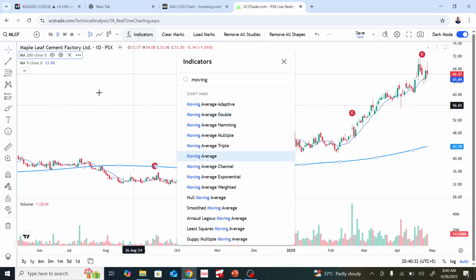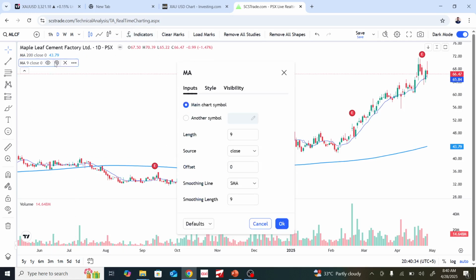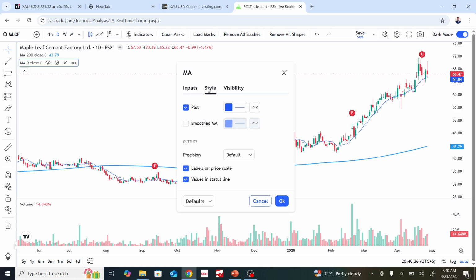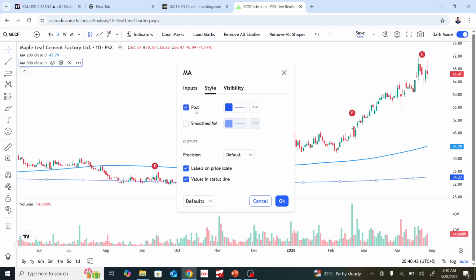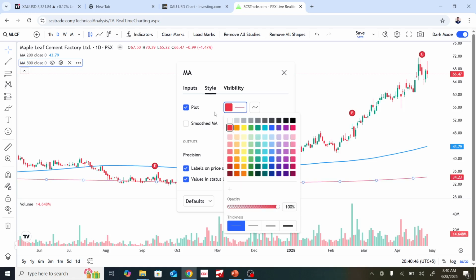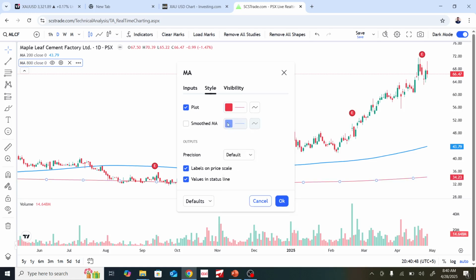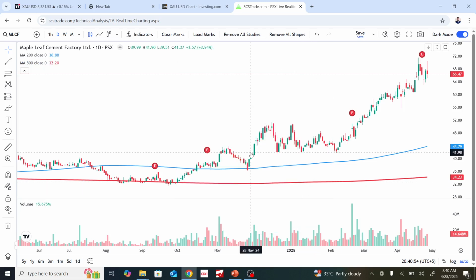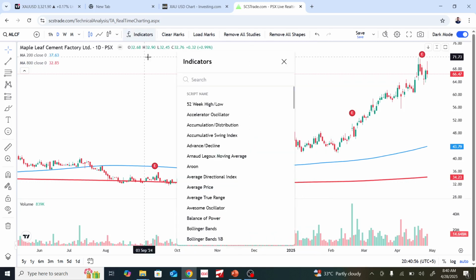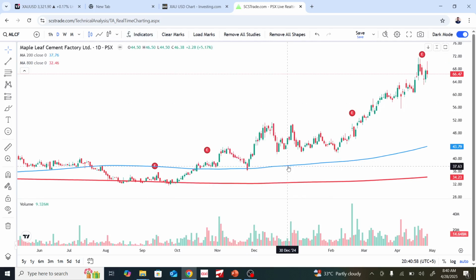For this moving average, go to settings, and first of all the length should be 800, the style color should be green or red, and the thickness should be maximum. Then you go to indicators. You now have two moving averages: one is the 200 moving average, and one is the 800 moving average.